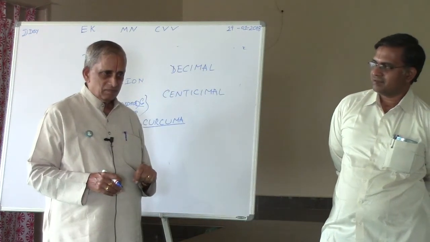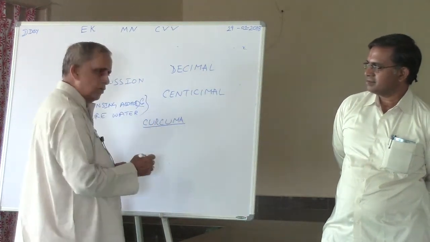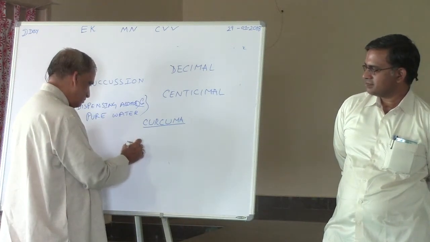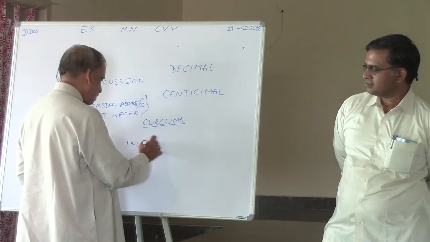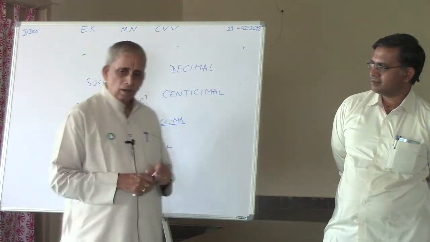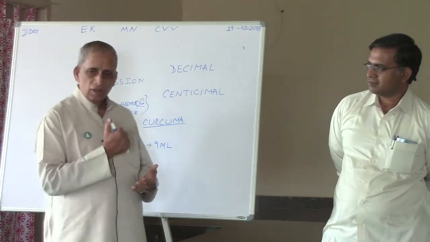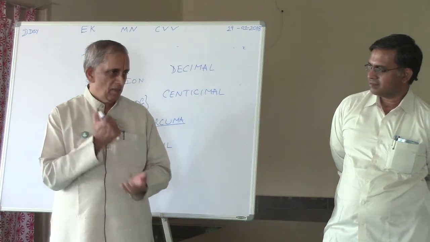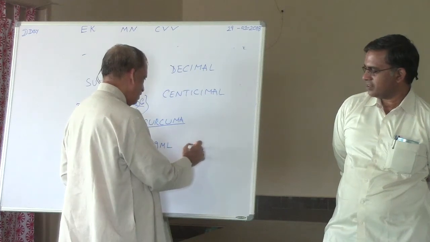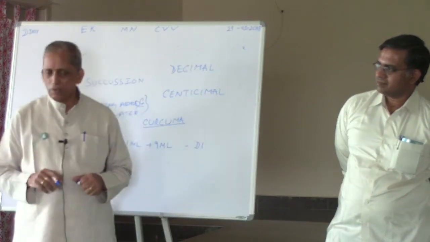Suppose we want to make 1/10 potency. So now what you do is take this curcuma solution, 1 ml, and you take 9 ml of alcohol or pure water. Then start making the succussions. Then what you get is D1, 1/10. Now is it clear for you?